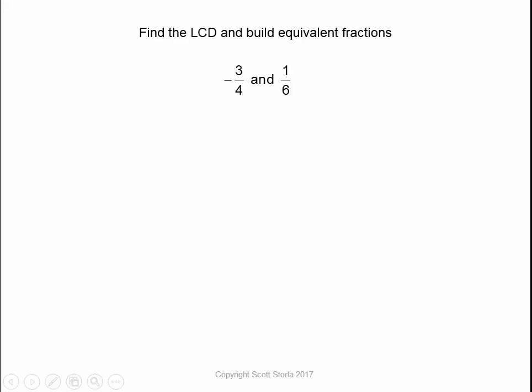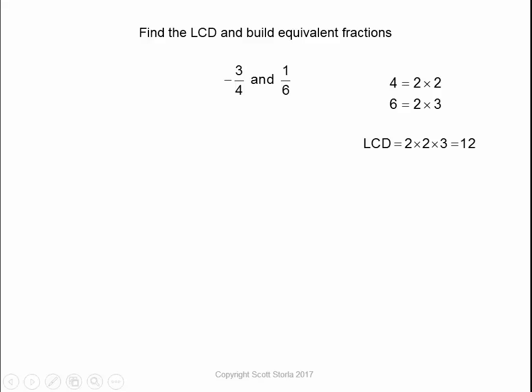In this video, I want to combine finding a least common denominator and using equivalent fractions. I'll do this first problem so you can see what I'm expecting. Currently, my two fractions have different denominators, so the first thing I'll need to do is find the least common denominator. After prime factoring, I find the LCD is 12.